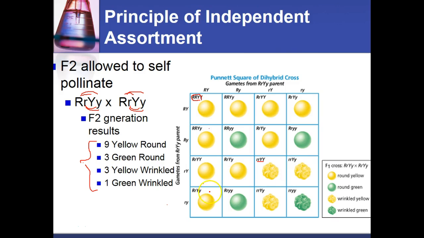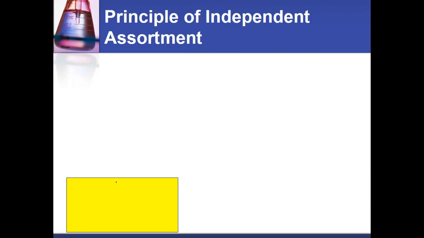You should notice that 1, 2, 3, 4, 5, 6, 7, 8, 9 of them are round and yellow. 3 of them are round and green. 3 of them are wrinkled yellow, and 1 is wrinkled and green. That's that 9-3-3-1 ratio we just came up with in the last slide.